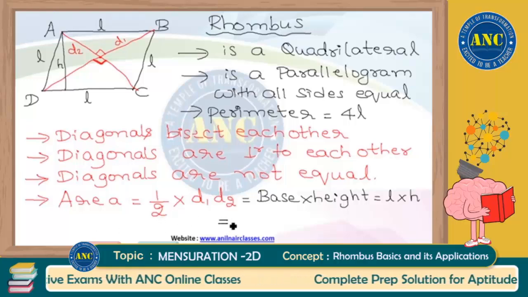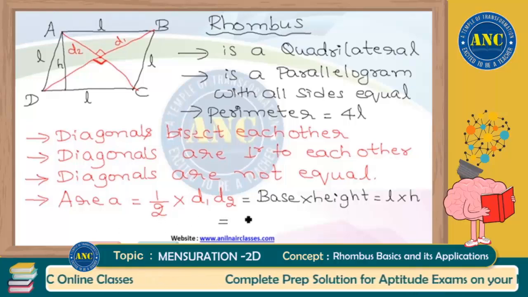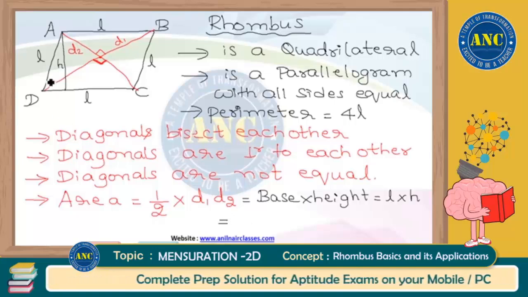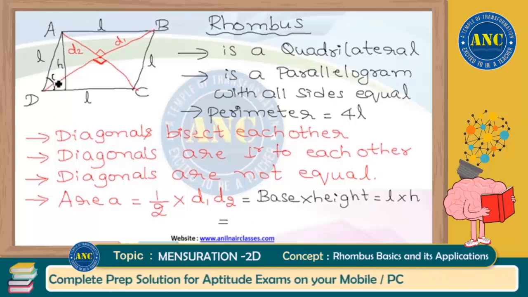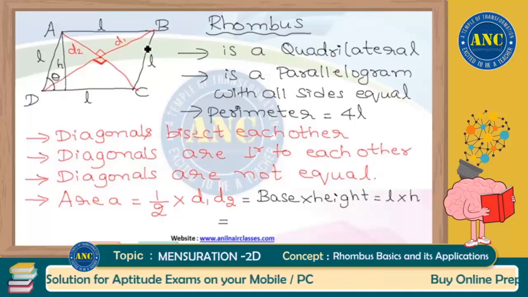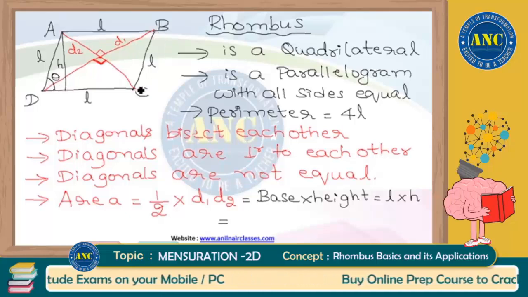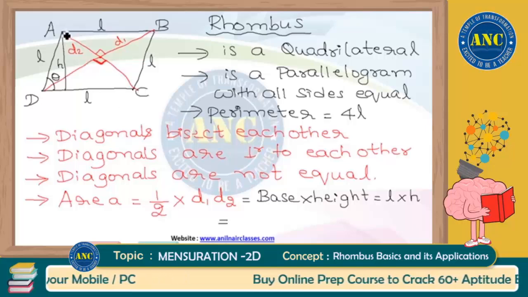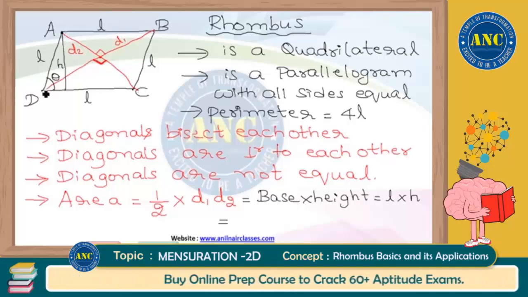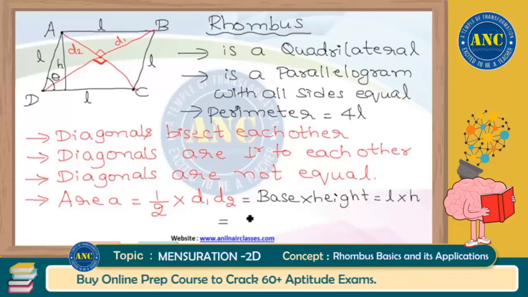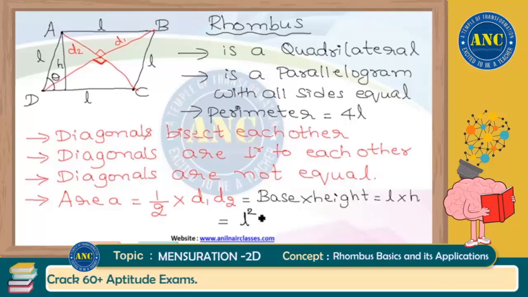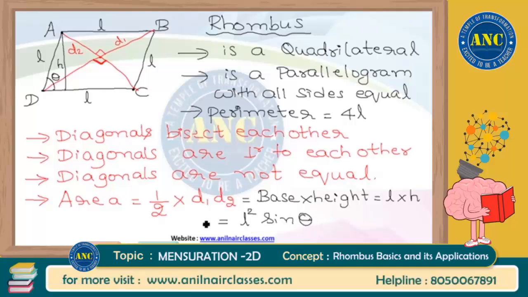The area of a rhombus can also be represented as follows. Suppose this particular angle is theta. Opposite to angle theta the side is BC; forget about that side and take the other two sides, AD and DC. So it is AD into DC, or in other words L into L, that is L square, into sine of the angle between them, sine theta. So this also represents the area of the rhombus. There are different ways of representing it.